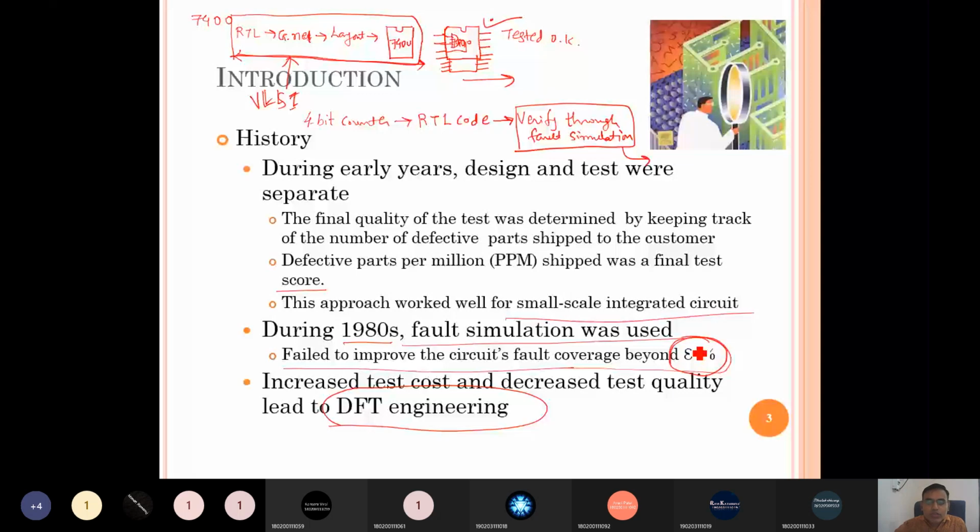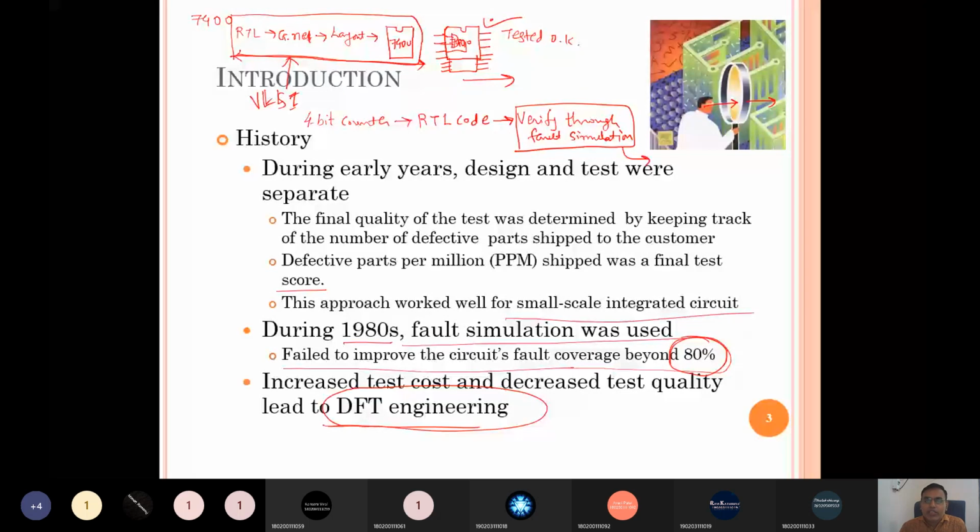Right? So to increase the fault coverage and to increase the quality of the product, to increase the quality of test, DFT, meaning design for testability, was introduced, right? So here you can see it checks what is going on inside the internal node. If you want to check the internal node efficiently, then you need to insert some extra hardware, which is the design for testability.